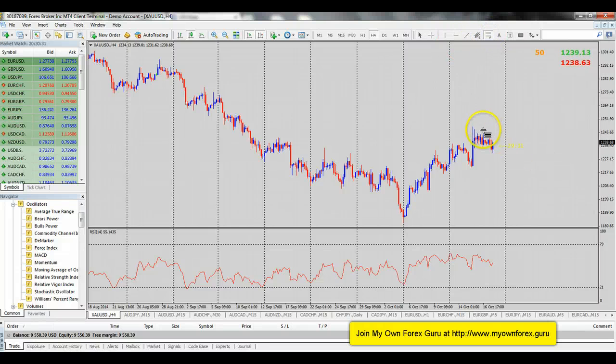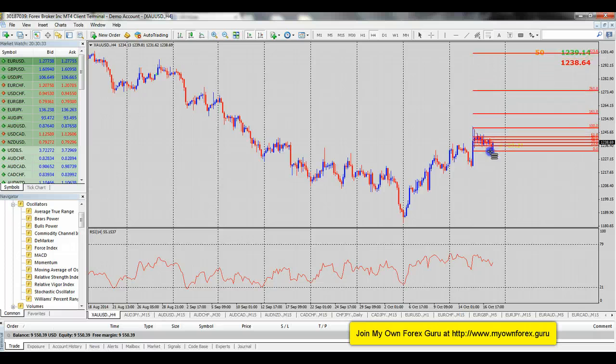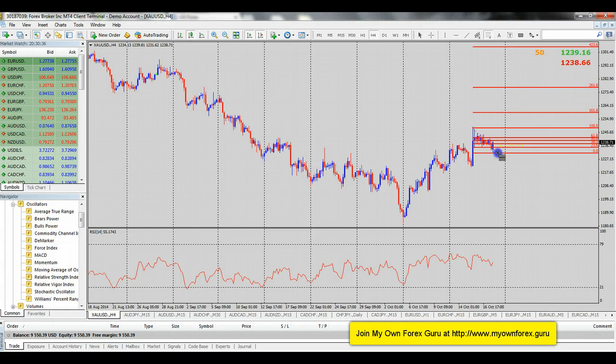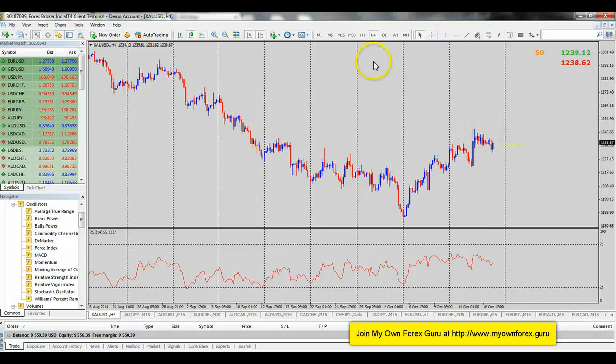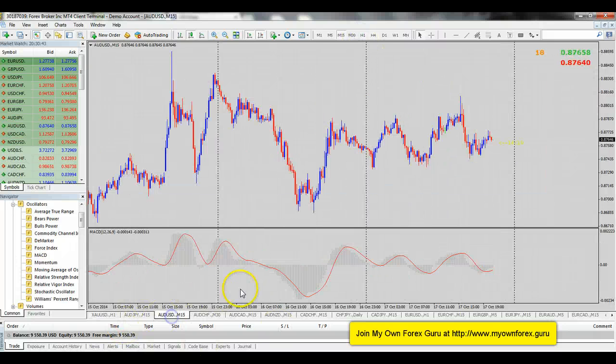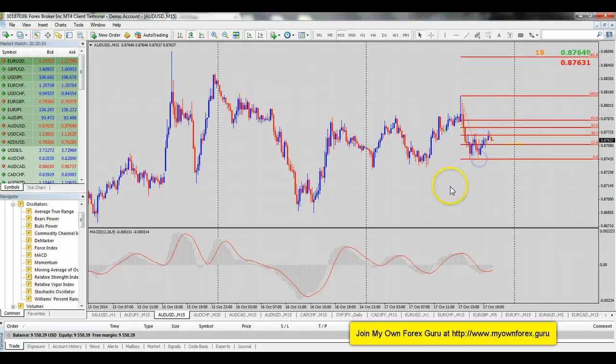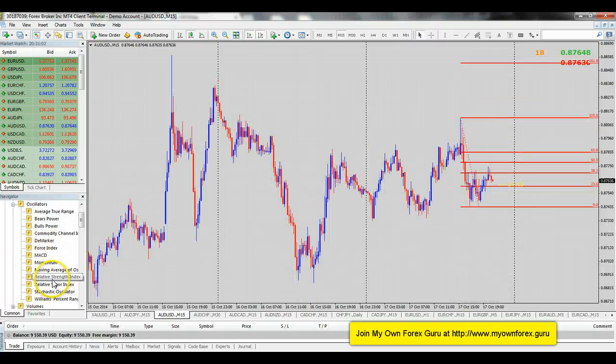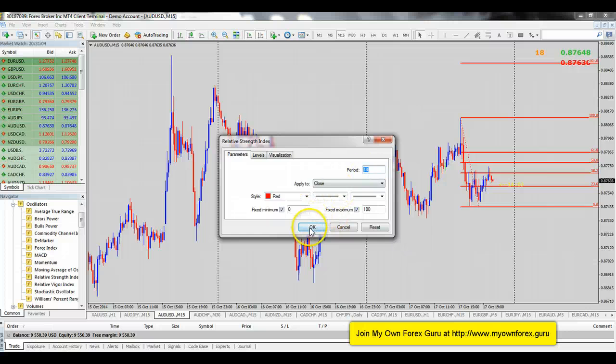Fib on 4 hours. Still sitting at 38. Let's find another pair. USD. Bottom. So we're at 38.2. Clean this one up. I'm going to throw an RSI in here. 14.